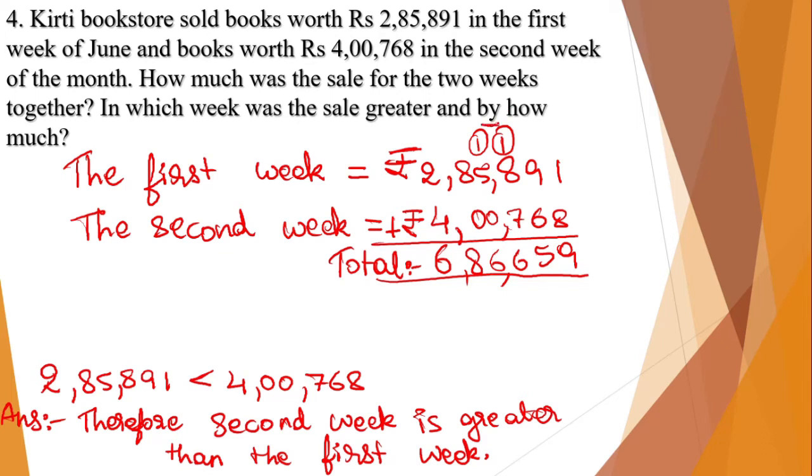Now the next question is by how much? So if it's there by how much, we should subtract. So it means that here you can see 4,768, which is the second week, is greater. So by how much is the second week greater than the first week? That we should find out. Right. So to find out that, we will subtract 4,768 by 2,85,891.